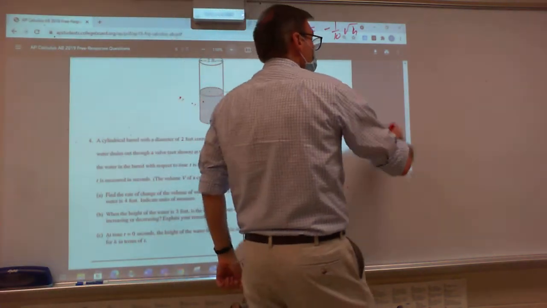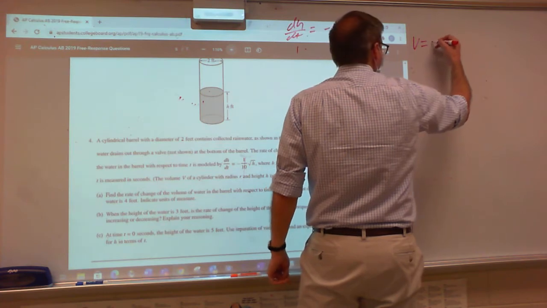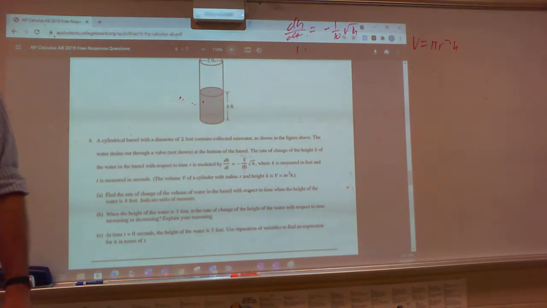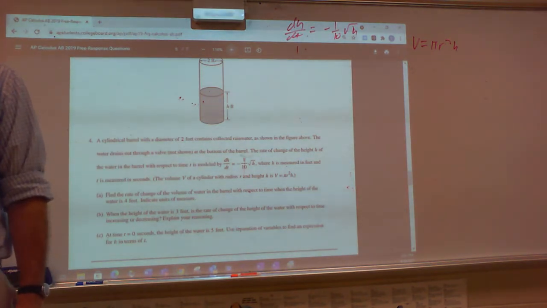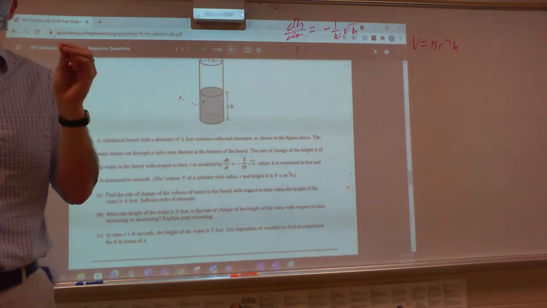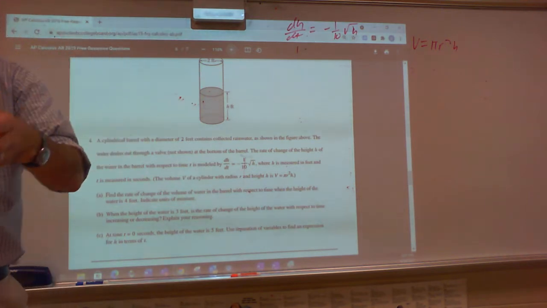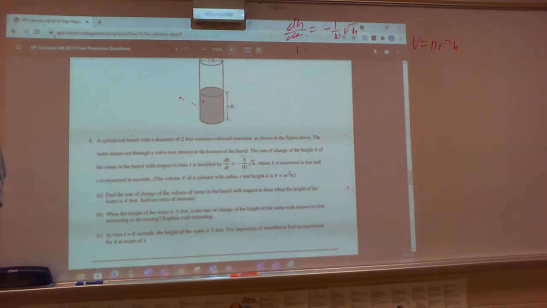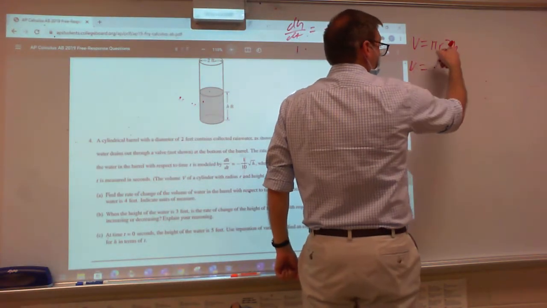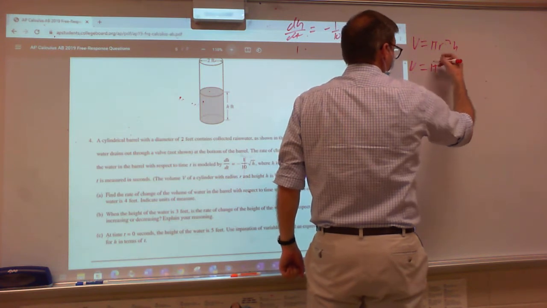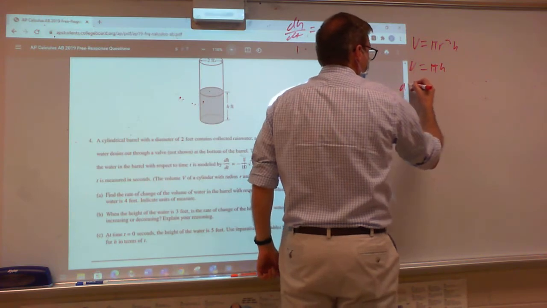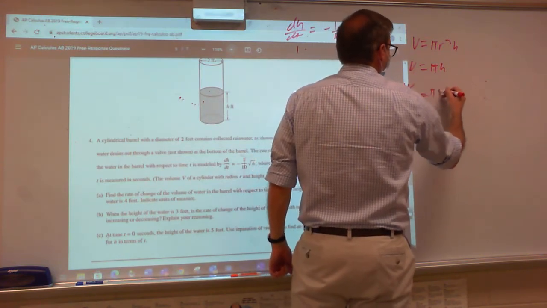And they give us the volume. They tell us that the volume of a cylinder is pi r squared h. In this problem, does r change? No. Because they're talking about the water, right? The height changes. The radius doesn't change. What's our radius? Your radius is 1. So when I look at that volume equation, this is 1 squared. So I end up with V is equal to pi times 1 squared times h. If I'm looking for dV/dt, then I take the derivative. So I end up with dV/dt is equal to pi dH/dt.